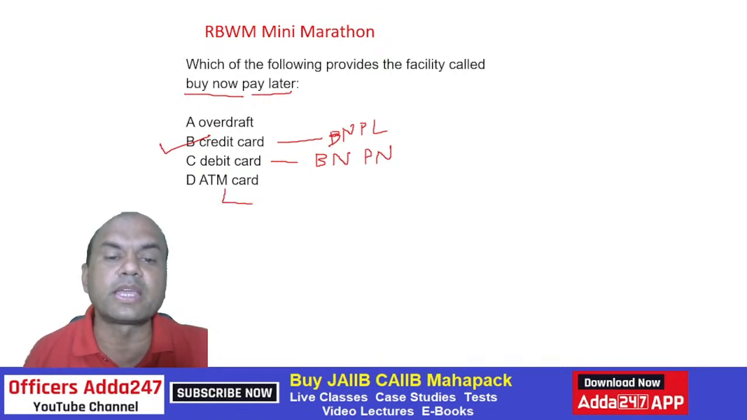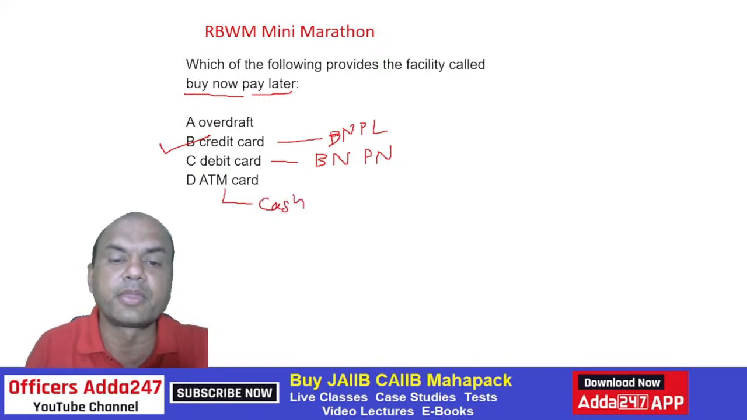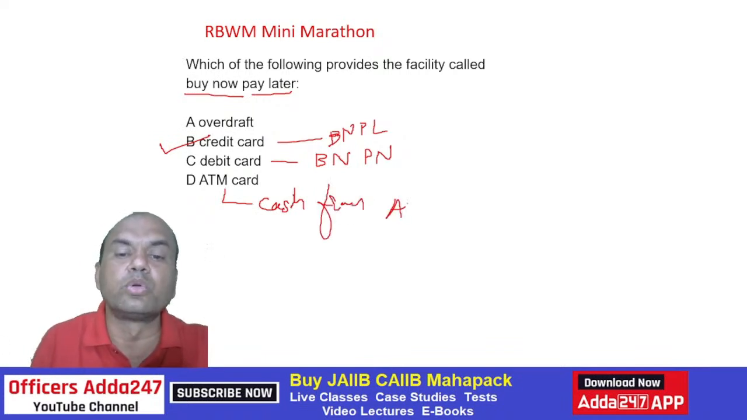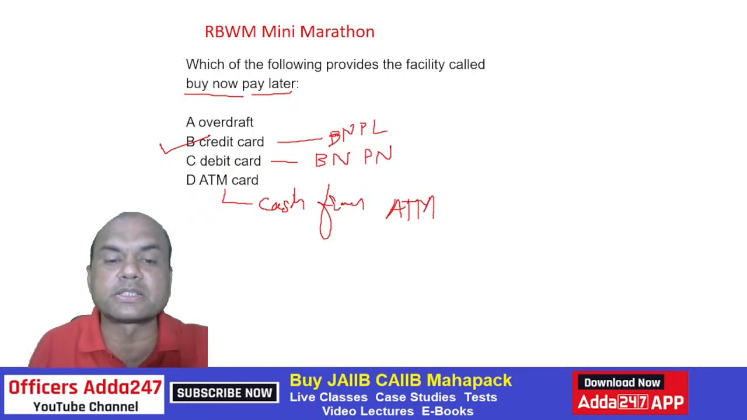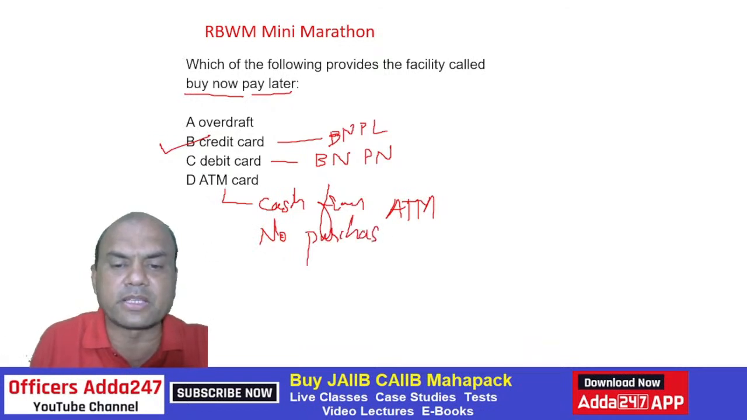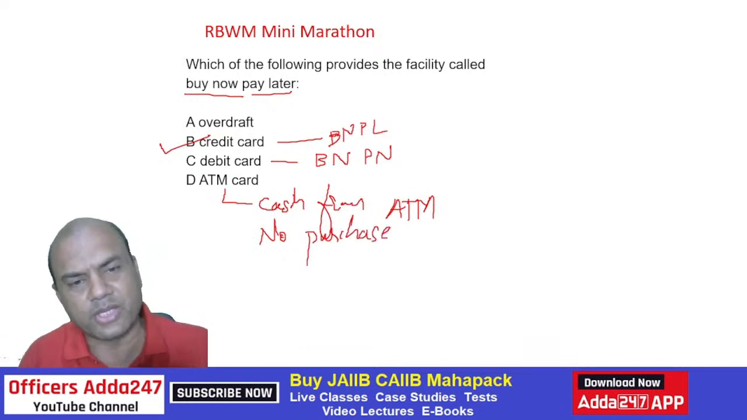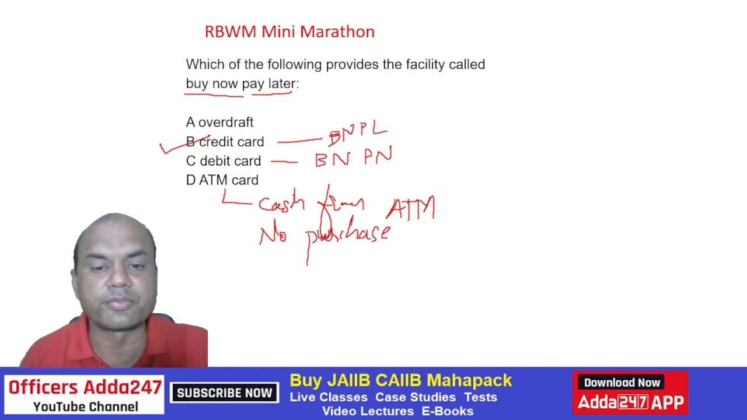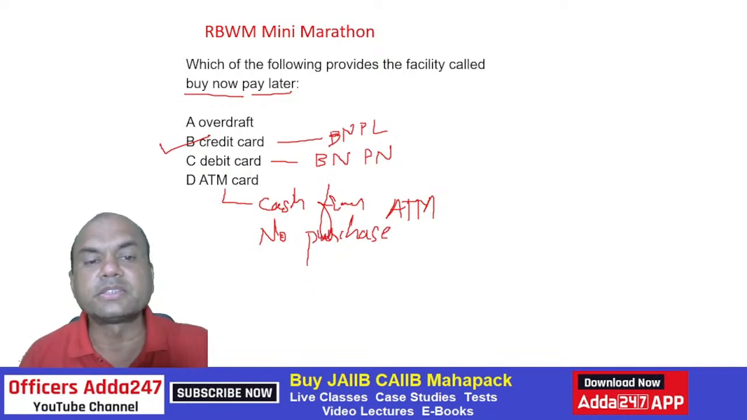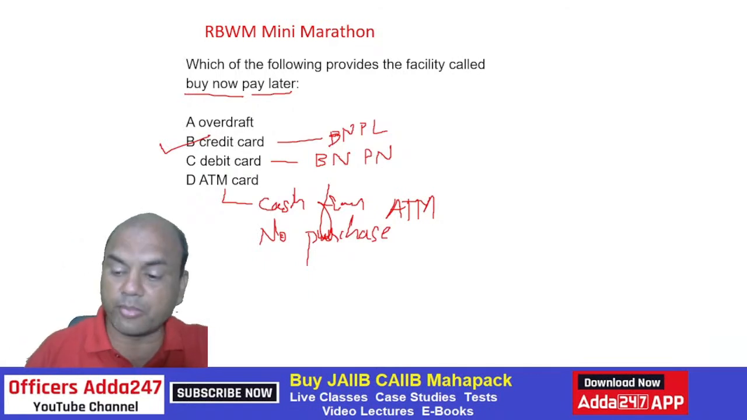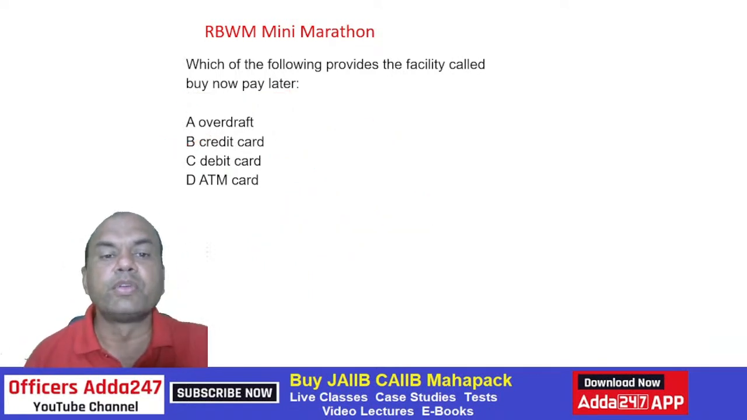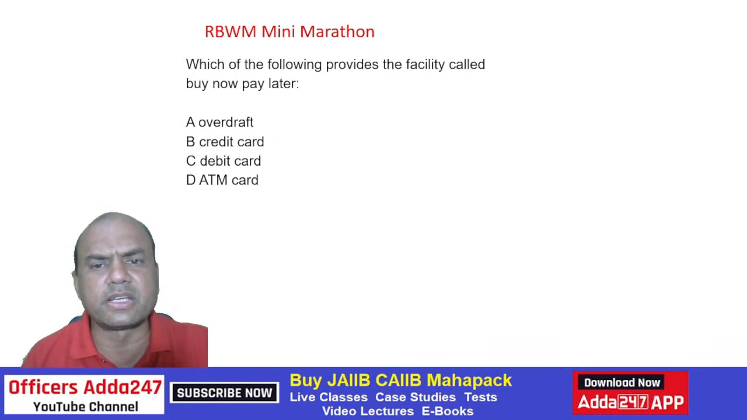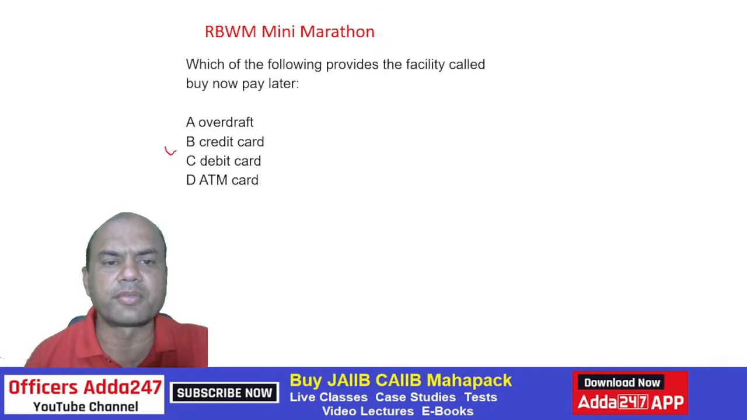In this, only cash can be withdrawn from the ATM. You can't make any purchase. No purchase allowed. That's why I'm saying banks are not giving any ATM card nowadays. So it is now credit card. Which of the following facility is called buy now pay later? Same thing, yeah. Credit card.